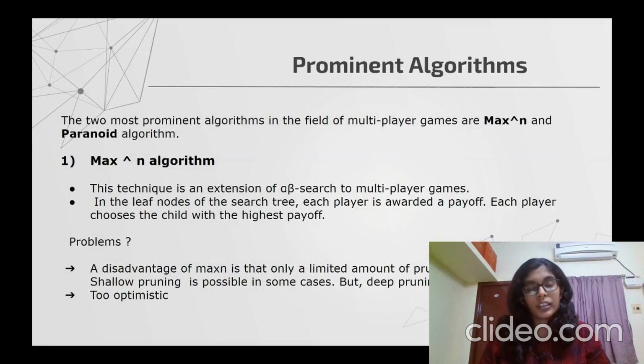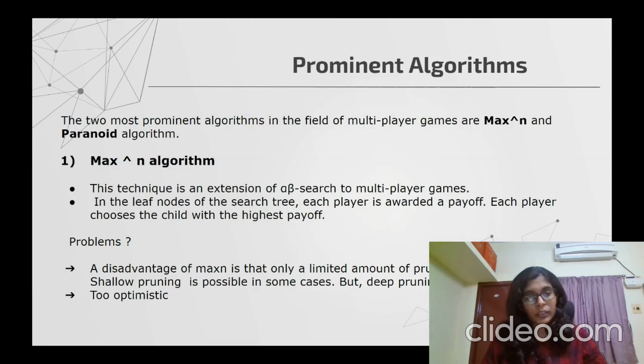Hello. The field of multiplayer games is rapidly developing with new research and experiments conducted each day, and the applications are tremendous. Here, I will discuss the prominent algorithms that are used in this field, and I will compare their advantages and disadvantages and where they are useful. So first, let's start with the two algorithms, the Max-N and Paranoid algorithms.